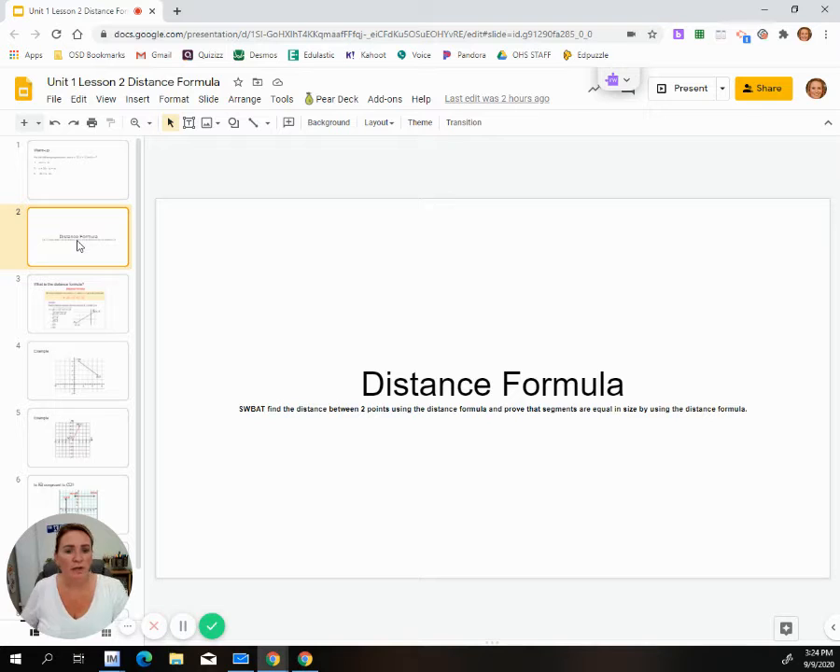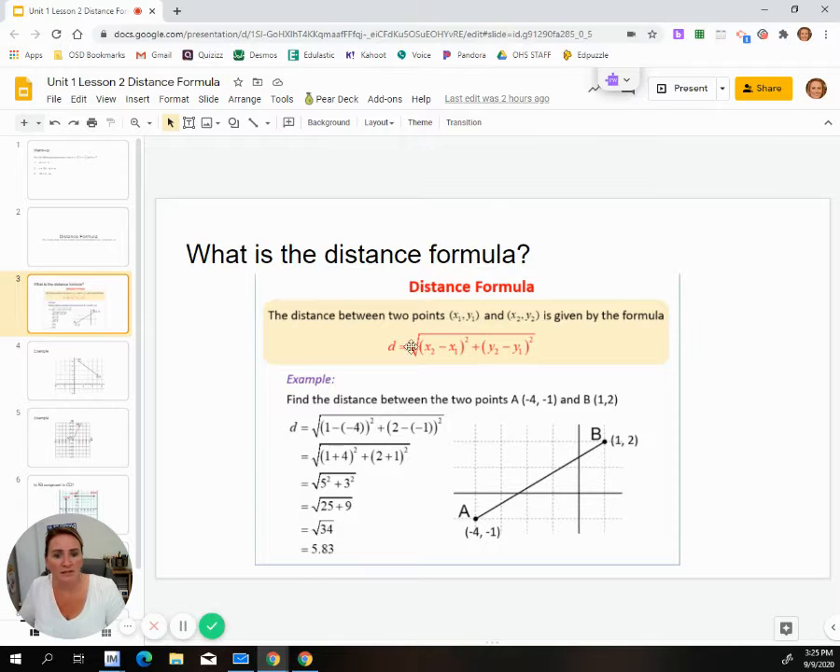So distance formula is going to be finding the distance between 2 points. And then we're also going to be determining whether or not 2 segments are equal by looking at their distances. Okay, here is the distance formula.